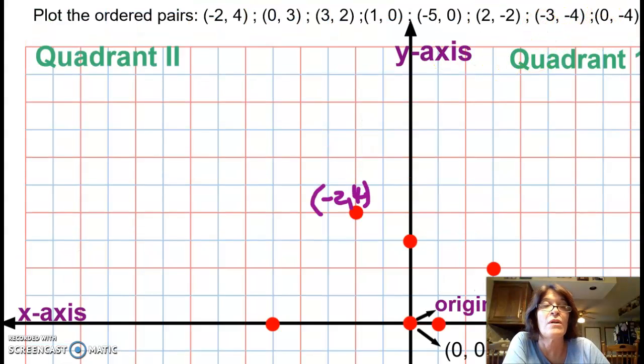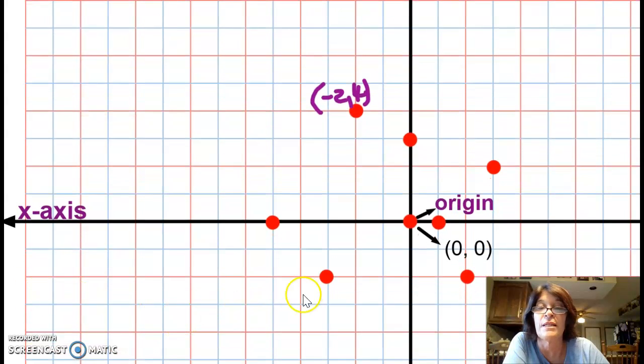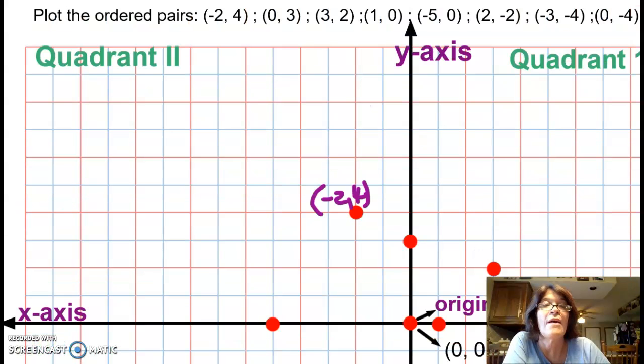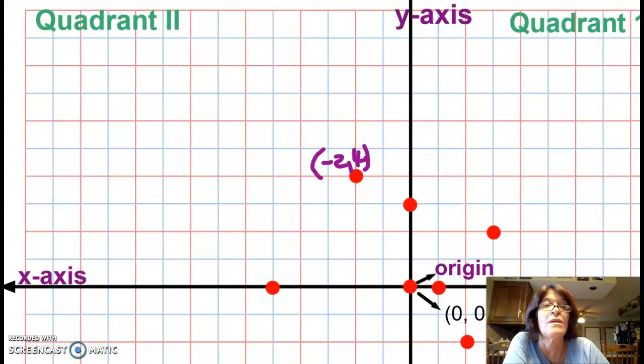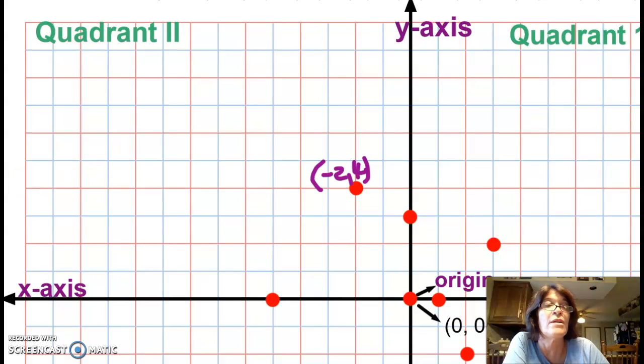-3, -4. I'm going to move -3 in the x direction and then -4 in the y direction. That's going to put me in the 3rd quadrant. Okay, I move to the left 3 and down 4. That puts me in quadrant 3. And then I have 0, -4. That doesn't put me in any quadrant. That puts me right on the y-axis, 0 in the x direction, and then down 4.